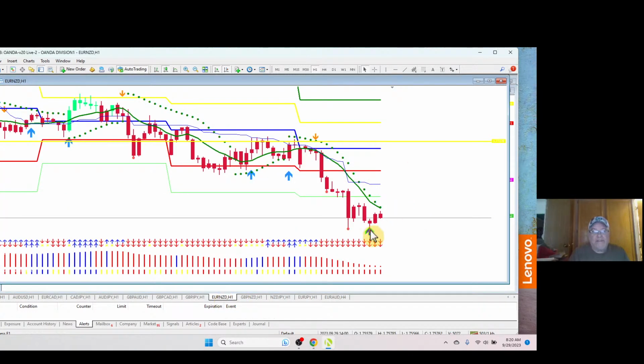Euro New Zealand has made a 1 hour buy. I was in that trade yesterday. At one point I got into 35 pips. So it didn't get to my 40 because of the day range. Got within 3 pips of it. And I got stopped out at break even. So I'll take that though.